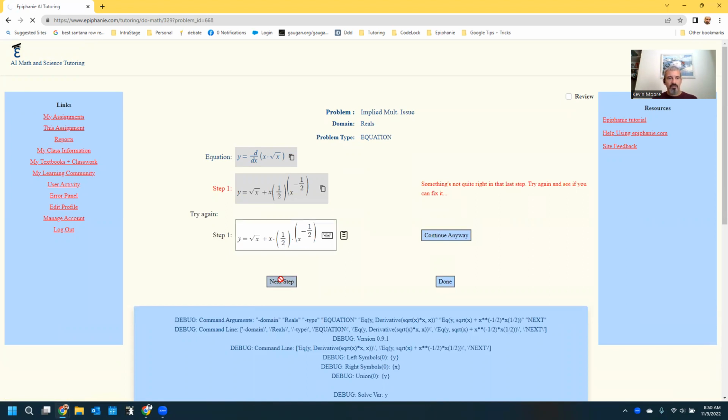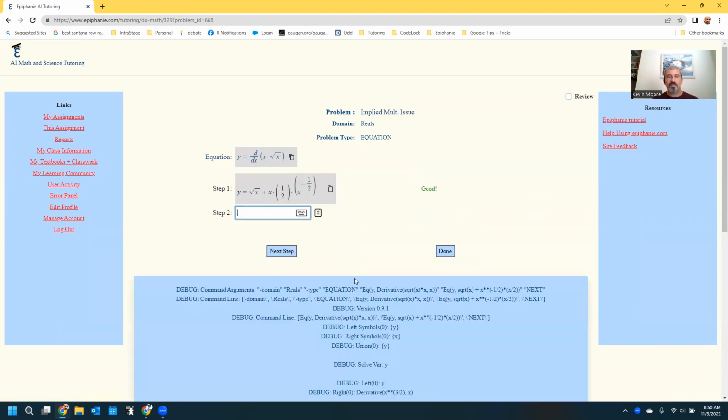So let's do next step here. And I could then simplify this some more if I wanted to, or make the radicals in the numerator or whatever I wanted to do. But we are done at this point.